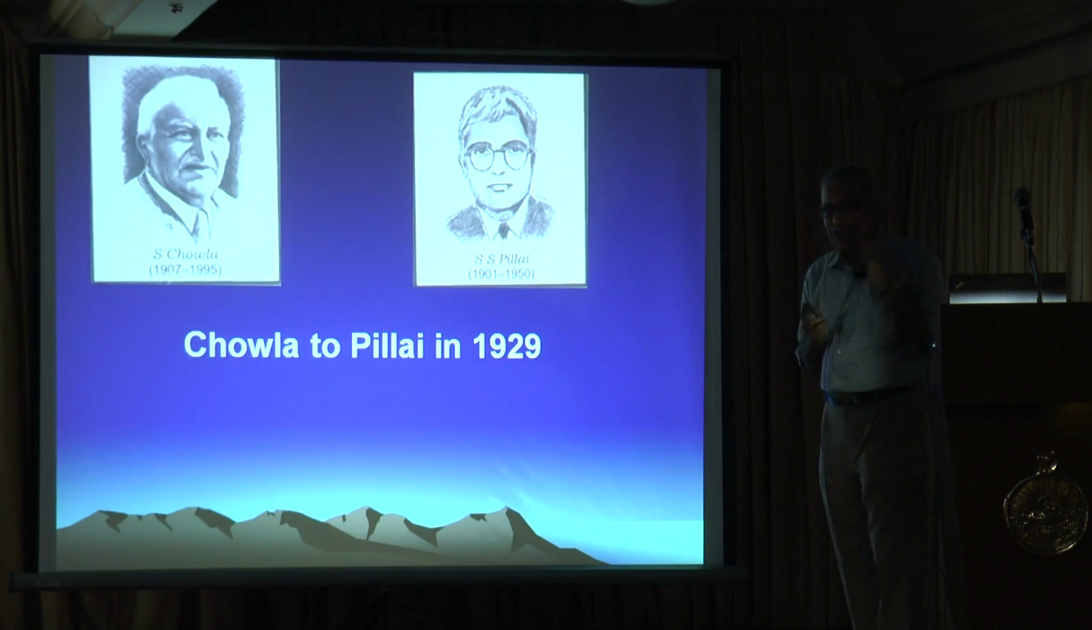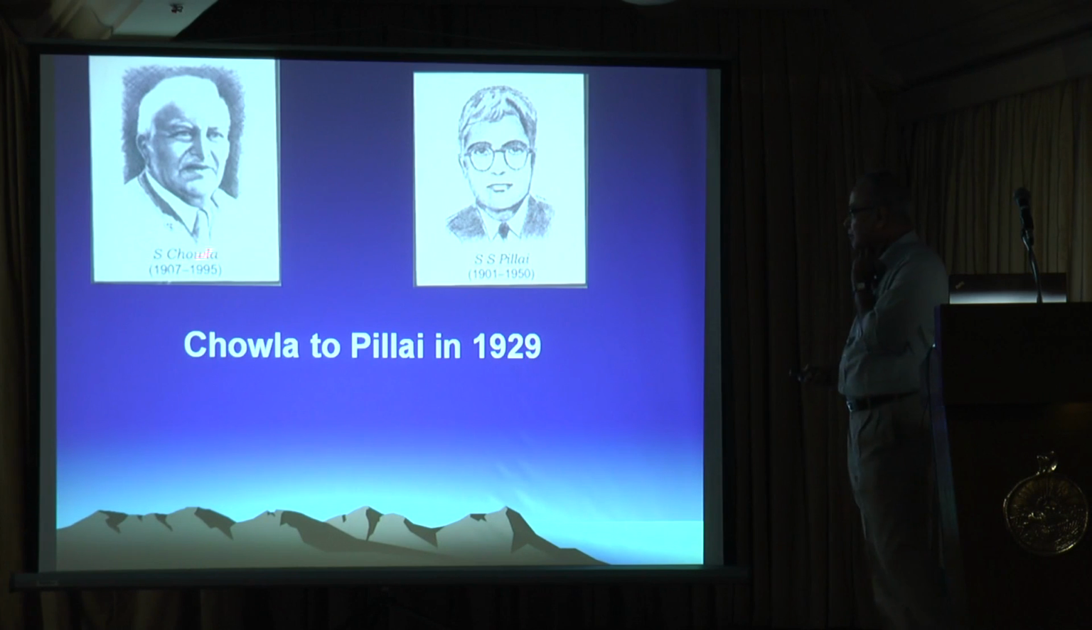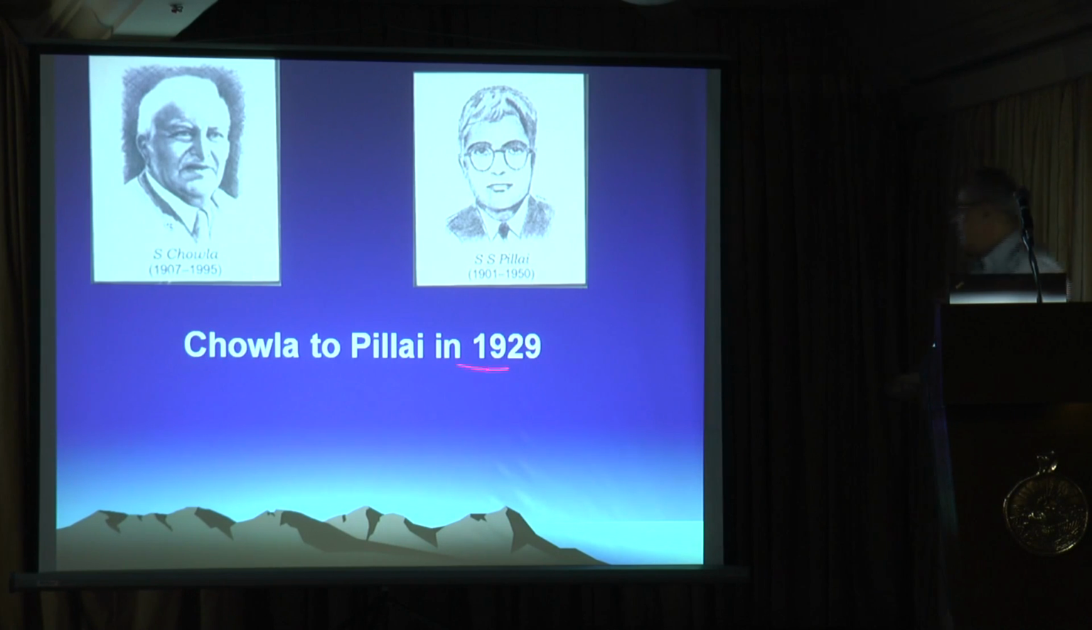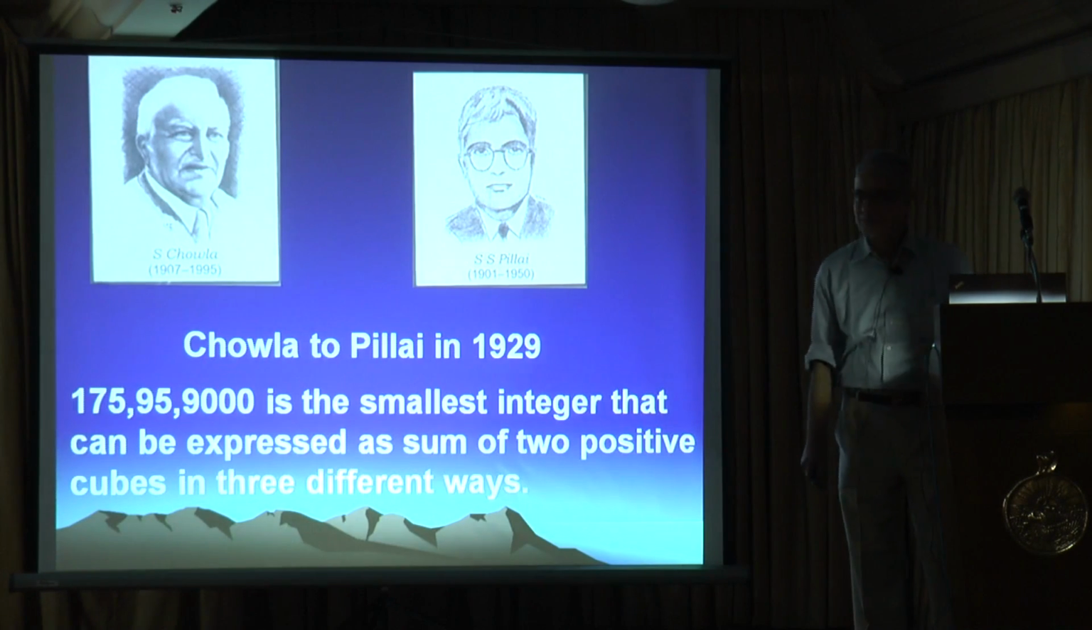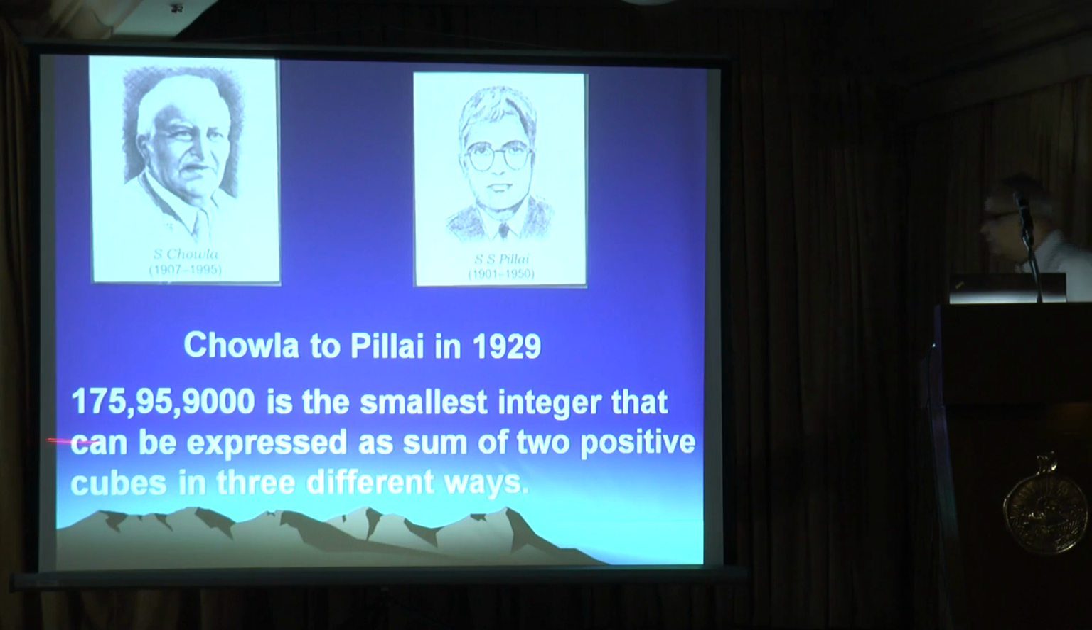Let us see how difficult these kind of problems are. These are 2 famous Indian mathematicians. He was in Cambridge and he was considered just next best to Ramanujan in Cambridge as an Indian mathematician. And Sarvadaman Chawla spent sometime in Cambridge and most of his time in Princeton Advanced Center. So in 1929, Chawla wrote to Pillai that we want to extend Ramanujan's work. He said, this is the smallest integer that can be expressed as sum of 2 positive cubes in 3 different ways. Not 2 different ways, but in 3 different ways. Then instead of 1729, this will be the smallest number.